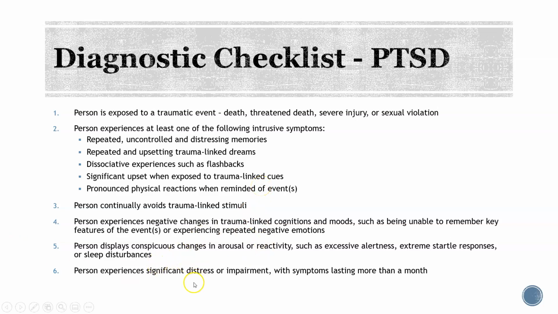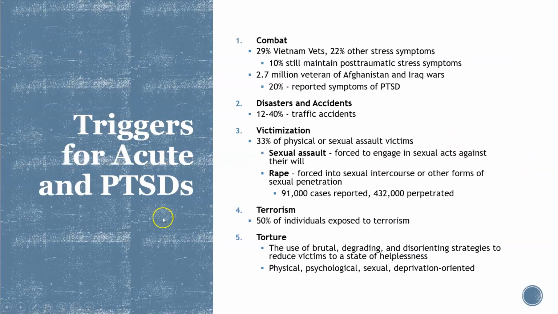And the person experiences significant distress or impairment with symptoms lasting more than a month. Remember, that distress or impairment is important because it's not allowing the person to function at the level at which they would like to, right? Their social interactions are being inhibited. Perhaps doing the job that they were hired to do is being inhibited, things of that nature.